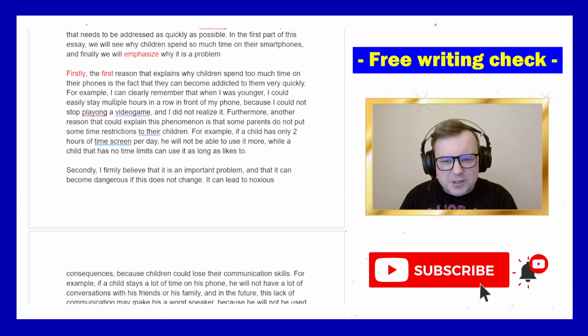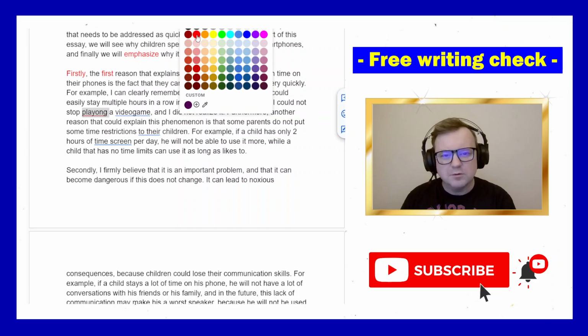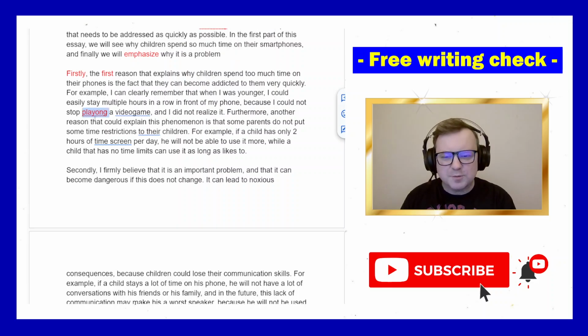But anyway, for example, I can clearly remember that when I was younger, I could easily stay multiple hours in a row. Again, stay in front of my phone. I don't know what that means to stay. Sit, maybe? But okay. Because I could not stop playing. You have to catch your typos also. Of course, there will be grammar mistakes, there will be spelling mistakes, that's normal, but there's no reason why there should be a typo in your work. You have to find time at the end to check and find these typos.